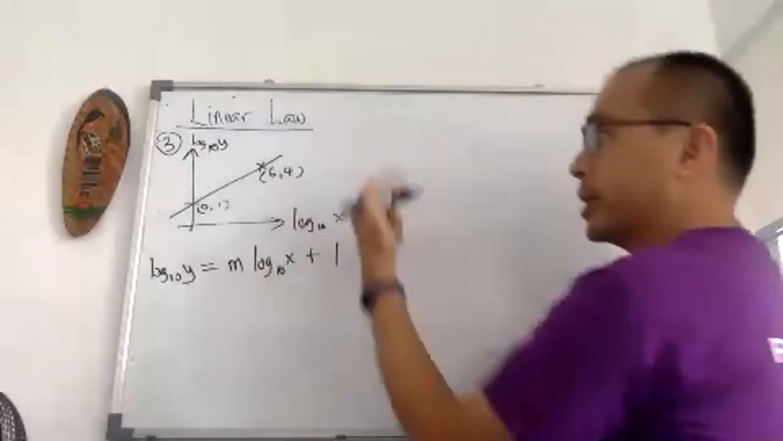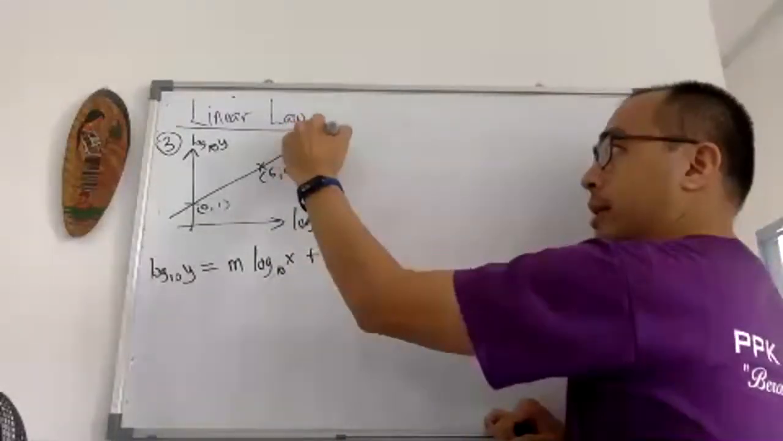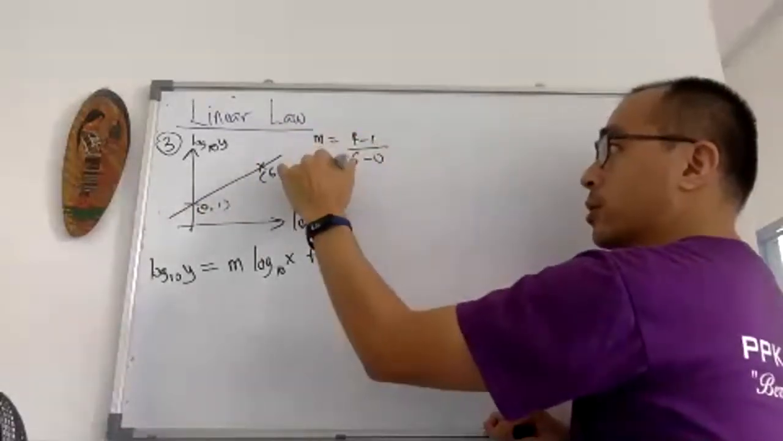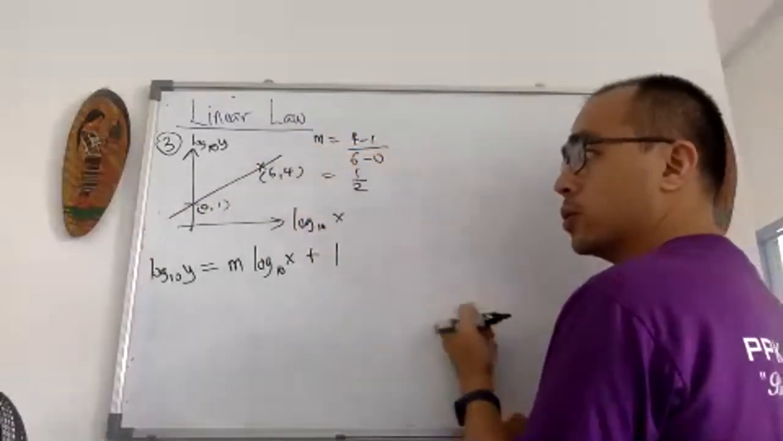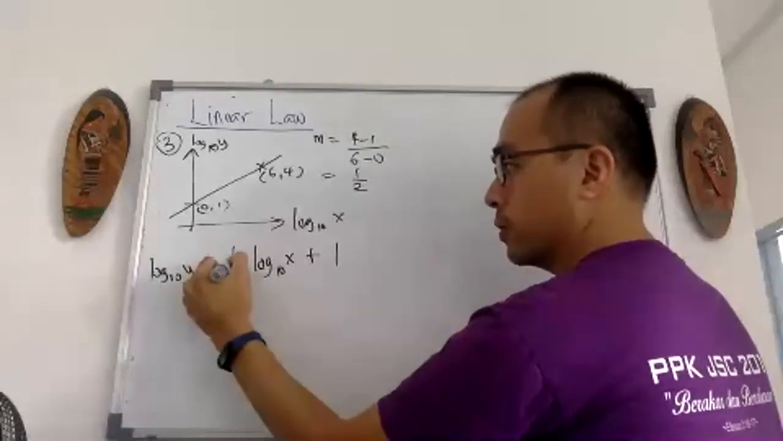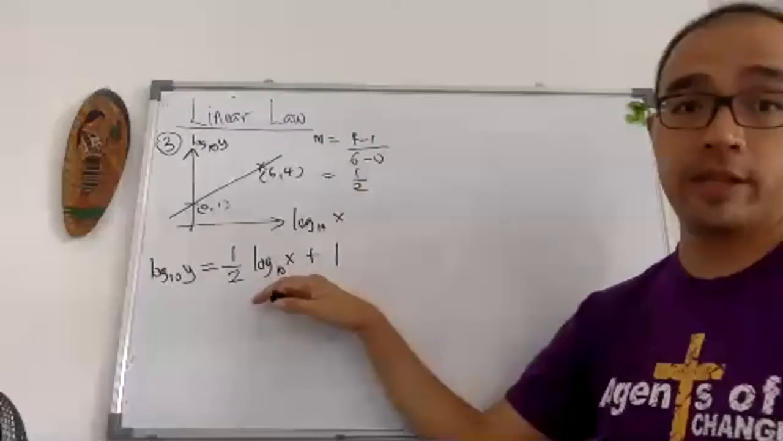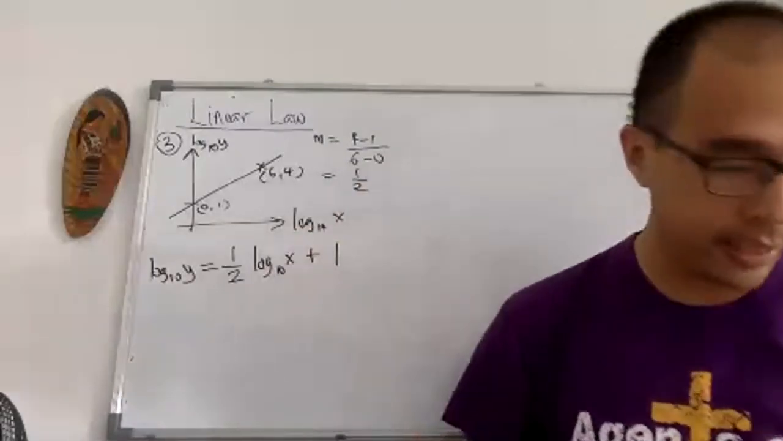I'm going to go to the side over here and count the gradient. 4 minus 1 over 6 minus 0. So that gives me 3 over 6, which is 1 over 2. Whenever you see a graph like this, immediately try to come up with this first, and then we'll talk about the rest later.